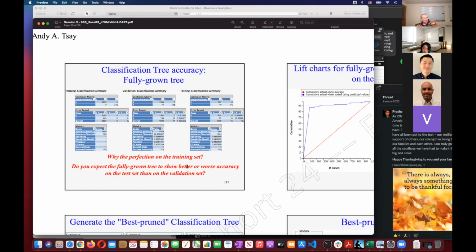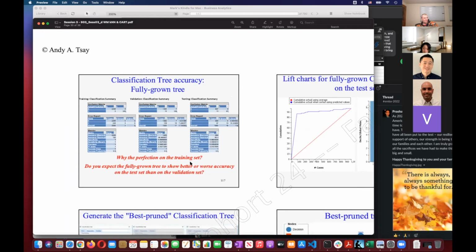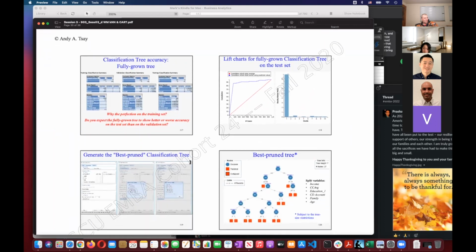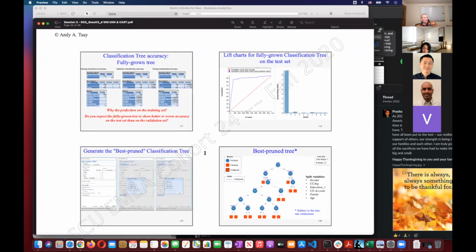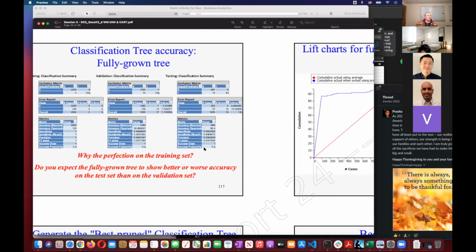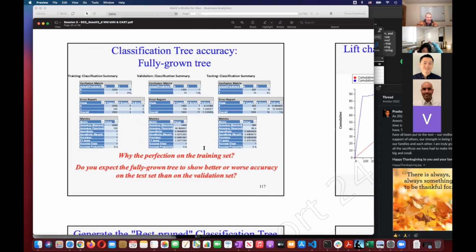Oh, that's what I did wrong when I ran my validation. We were getting all ones as well, and we thought we did something wrong, but it's because we did a fully grown tree. If you look at the classification summary, that's training, right. Okay, that makes sense now. So that was the first thing I did too. I ran a fully grown tree, and I was like, wow, this is great.